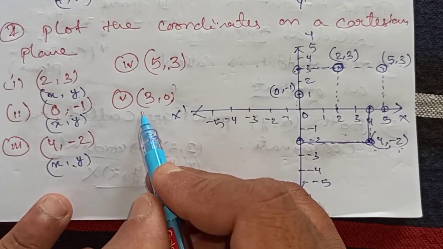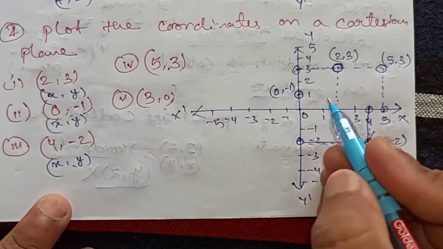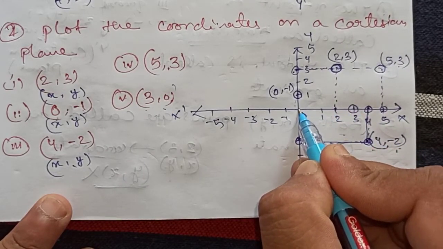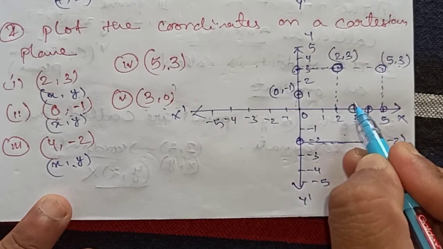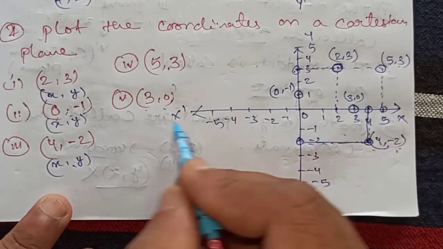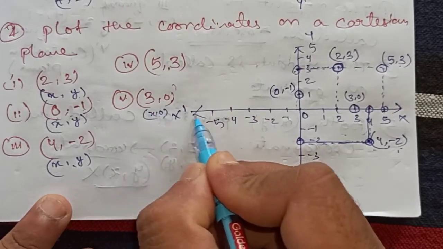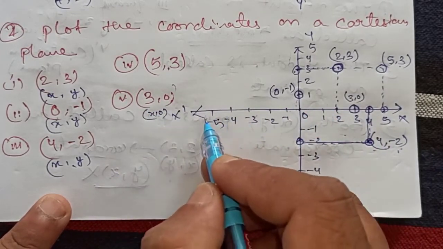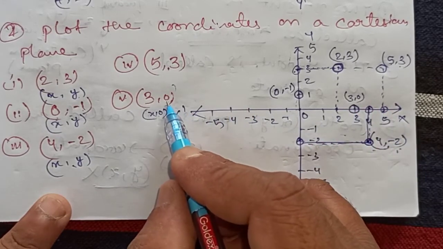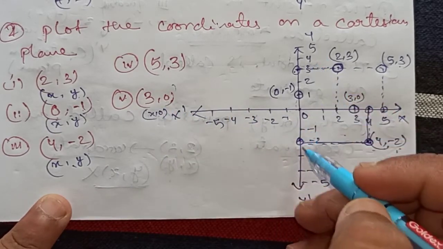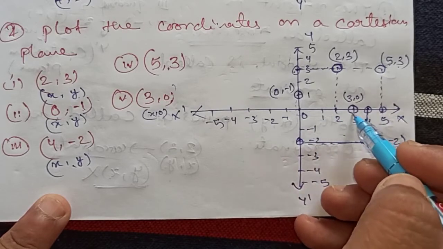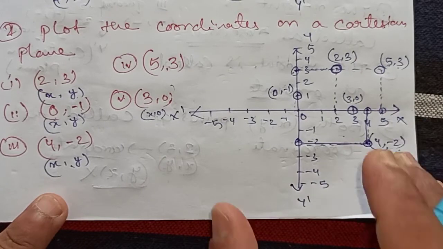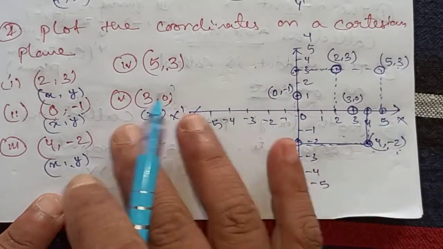Similarly, the last point, 3 comma 0. 3 is here for the x-axis and 0 is here for the y-axis. So here only 3 comma 0 will lie. What I said, x comma 0 will lie on the x-axis. There is no y value, so no need to identify the point on the y-axis. It will lie on the x-axis. So like this you will plot the graph neatly on graph paper.